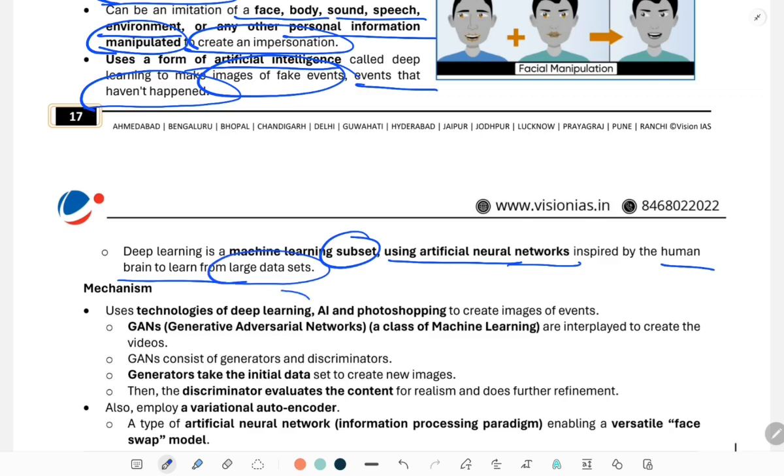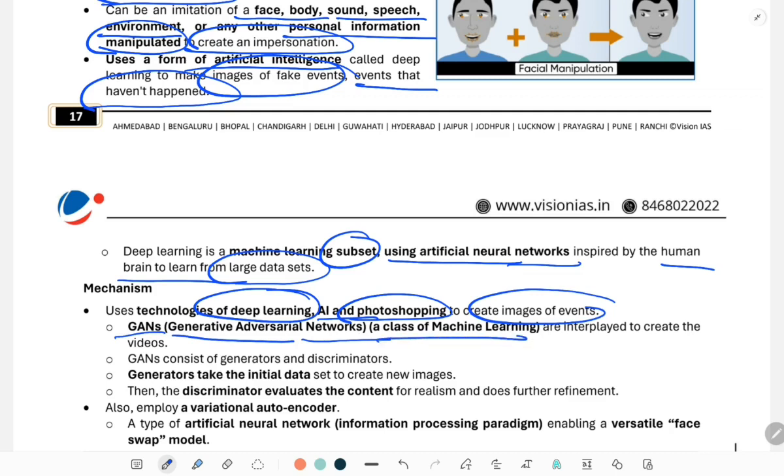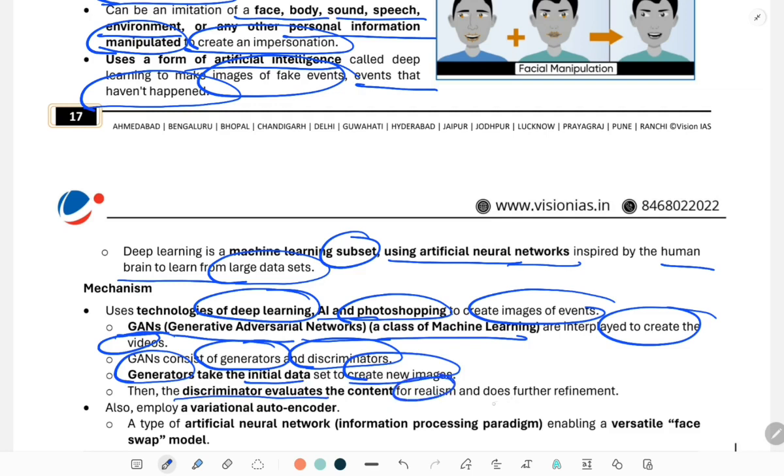It uses the technology of deep learning, AI, and photoshopping to create images of events. GANs, generative adversarial networks, are a class of machine learning that interplay to create the videos. These GANs consist of generators and discriminators. Generators take the initial data set to create a new image, and then the discriminator evaluates the content for realism and does further refinement.